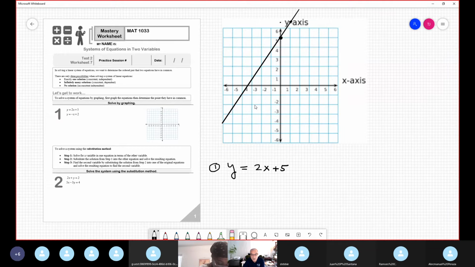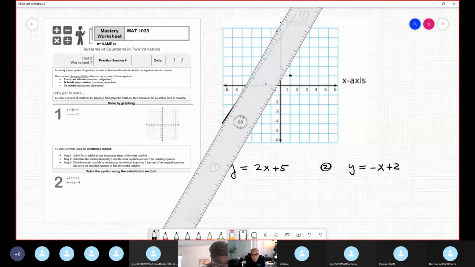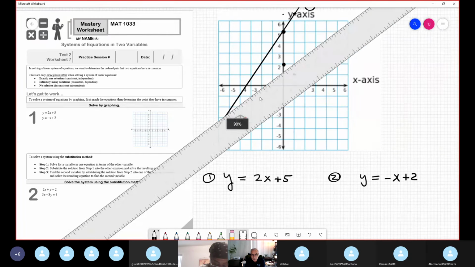Okay, super. This is my equation number one. I put a label, equation number one. Equation number two is y equals minus x plus 2. Again, y-intercept 2. And the slope is negative 1, so 1 down, 1 to the right, I get the second point. Right, wrong, down. I connect it by the line. And the intersection is the solution.